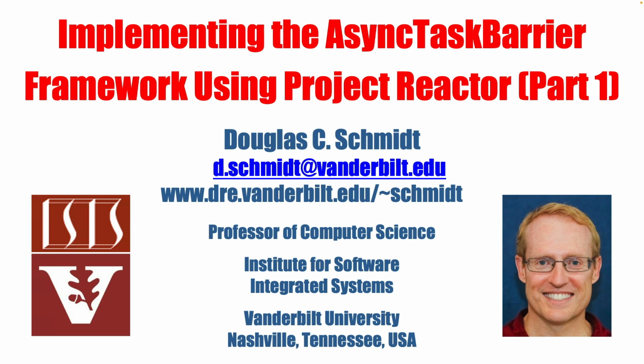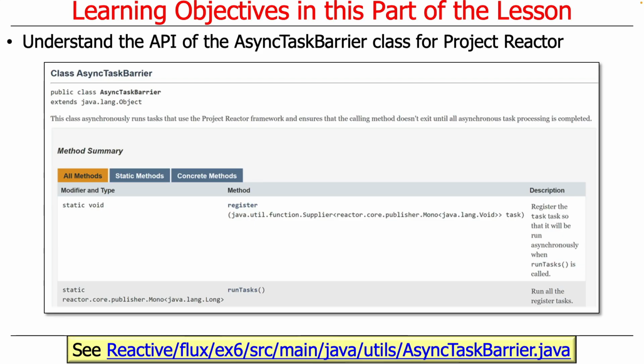So now that we've talked about various operators in Project Reactor's Flux and Mono, but primarily the Flux, let's go ahead and take a look at the implementation of the AsyncTaskBarrier framework. If you recall, this is what we're using in all the test programs to wait for asynchronous computations to finish in the background. It's got a very simple API. There's basically a way to register and unregister tasks and run the task.